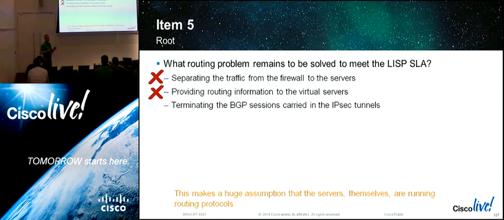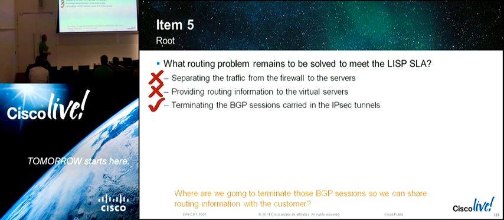But I do know that my routing is terminated up at the borders, but now my tunnels are terminated at the firewalls. So how are they going to know where the tunnel endpoints are? So I need to terminate the BGP session somewhere so that there's routing information for the tunnels, right?